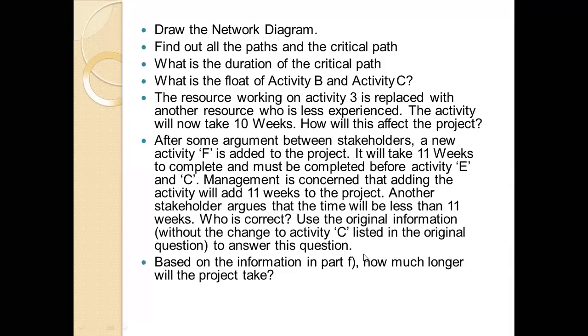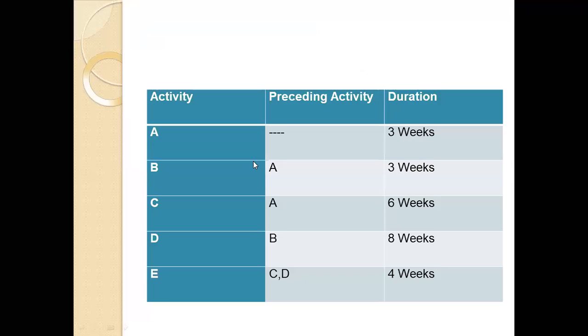Now next, we were doing scheduling, and I told you that every activity, suppose there are 5 activities like A, B, C, D, E. From the diagram, it is very clear that A is the first activity because it doesn't have any preceding activity. From this table, we can see that activity B and activity C have A as predecessor activity. So this means that B and C can run in parallel.